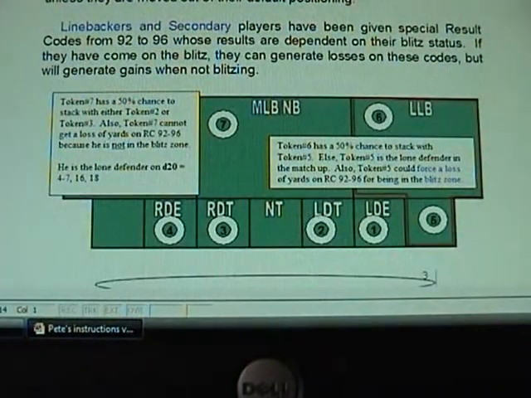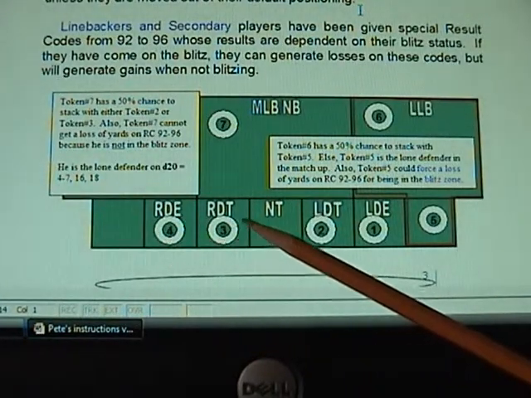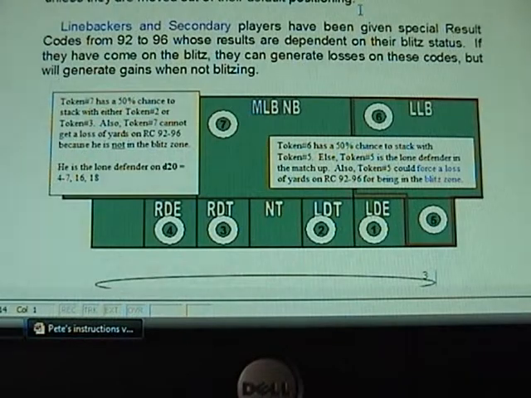7 down lineman blitz squares. Any of these. Blitzing is not just blitzing passes, it's also blitzing runs.